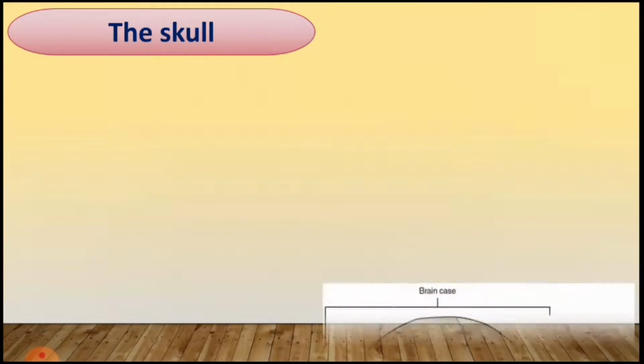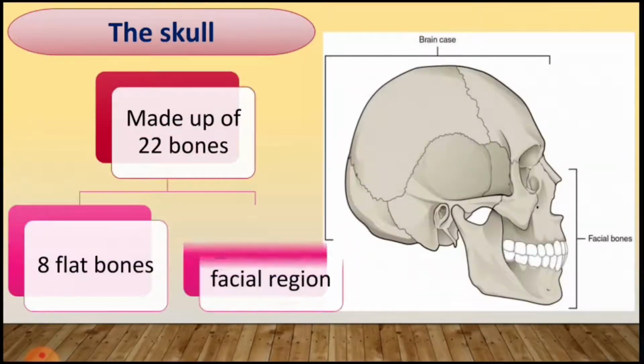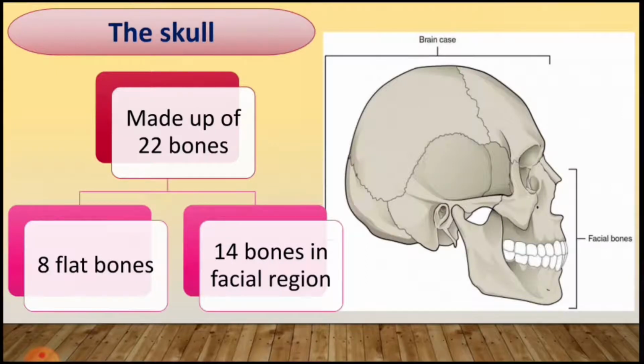The skull. The skull protects the brain. The upper part of the skull is made up of 8 flat bones that are interlocked together. The facial region consists of 14 bones. All of the bones of the skull are fixed except for the lower jaw, which can move. The upper and the lower jaw have teeth. The movement of the lower jaw helps us to talk and chew the food.